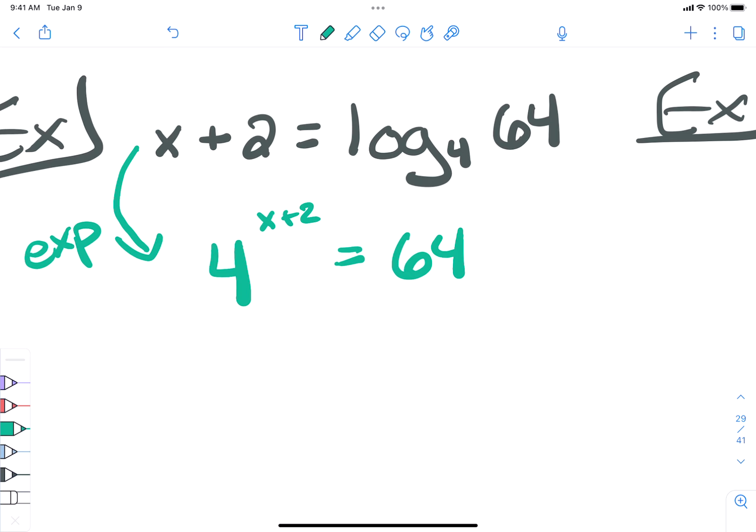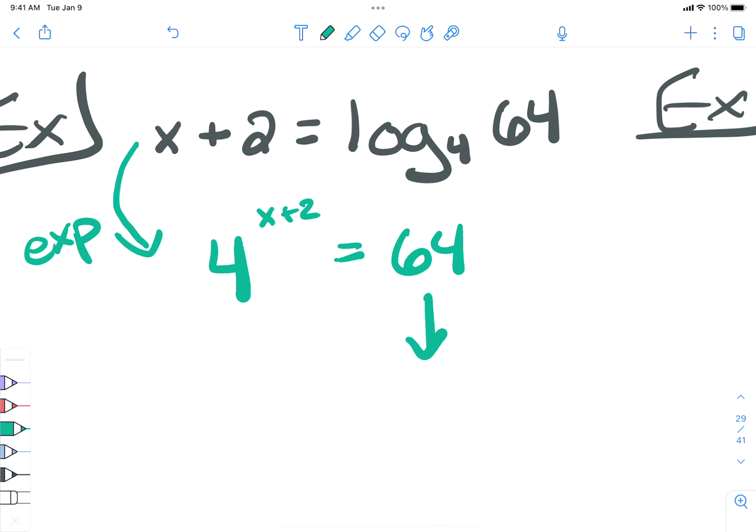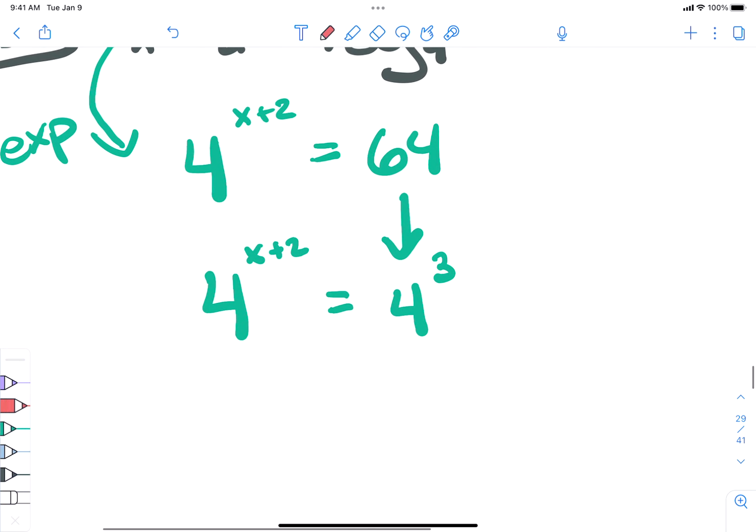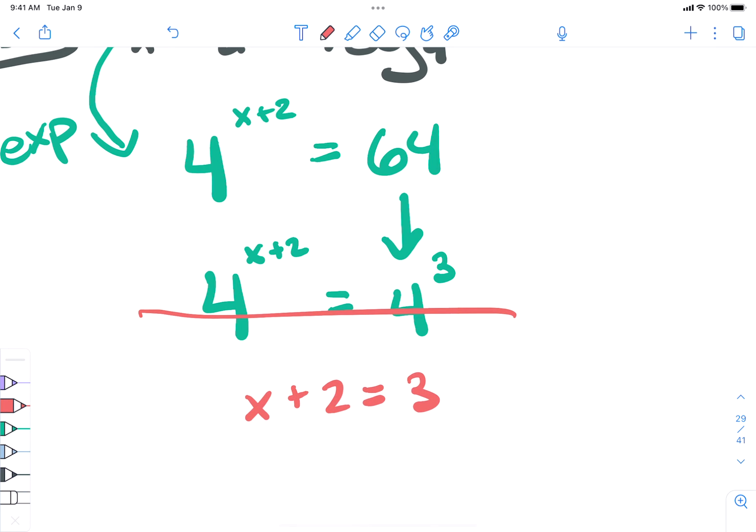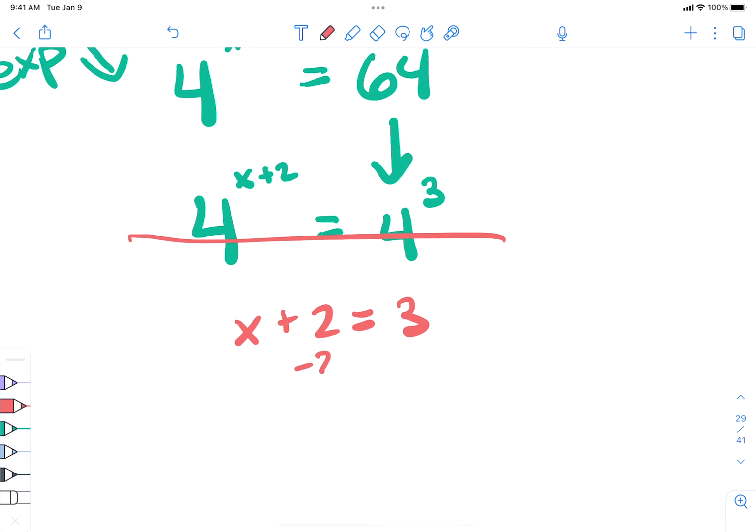This was like what we did at the very beginning of the chapter. 64 is the same thing as 4 to the 3rd power, right? You remember a long time ago when we did this? So the left side stays the same, but 64 is 4 to the 3rd power. Now I cross out the 4. We minus the 2, so x is 1.